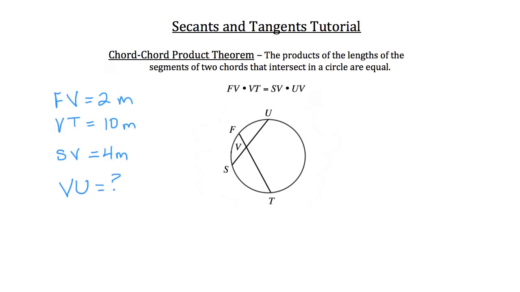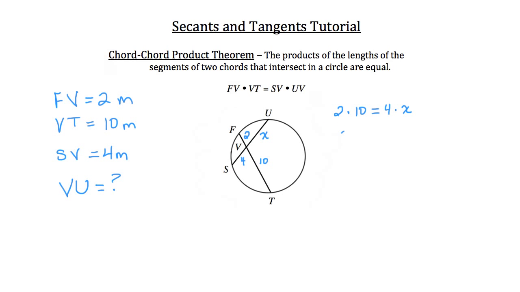So I'll go ahead and write those in. FV is 2 meters, VT is 10, SV is 4, and VU is going to be our x here. Now let's use the chord-chord product theorem to solve for segment VU. We know that FV, which is 2, times VT, which is 10, should be equal to SV, which is 4, times VU, which is x.